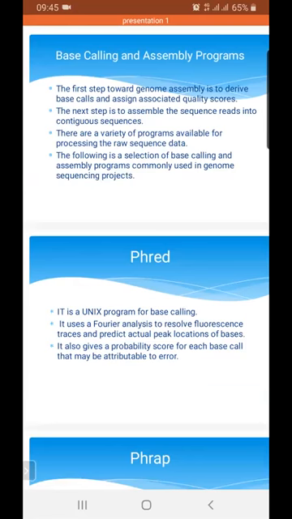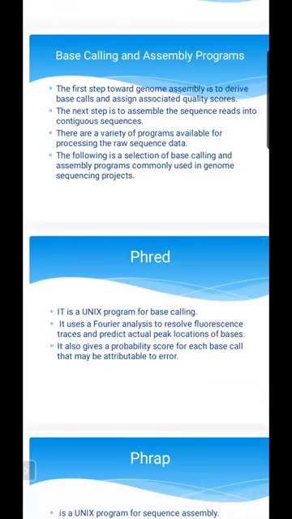First is PHRED. PHRED is a Unix program for base calling. It uses Fourier analysis to resolve fluorescent traces and predict the actual peak location of bases. It also gives a probability score for each base call that may be attributed to an error.